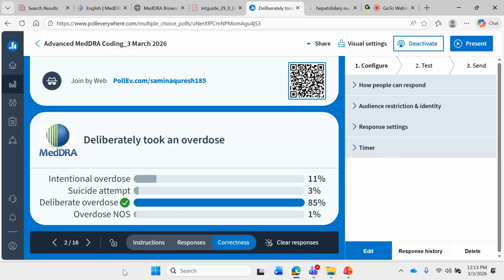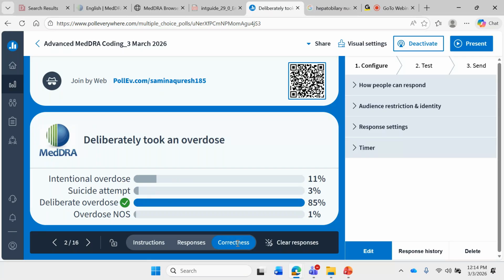Okay. And of course, 3% of you said suicide attempt. Remember, we said for suicide, you can't assume it. Nowhere did it say there was a suicide attempt. So even if she took an overdose, jumped over the cliff, and whatever, you can't say suicide attempt unless it says so in there.